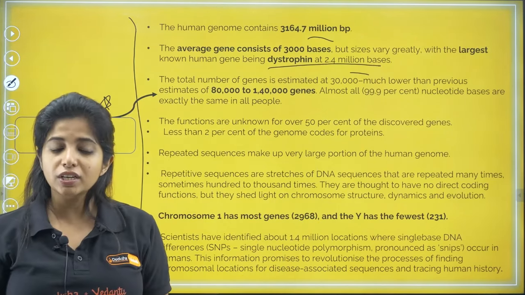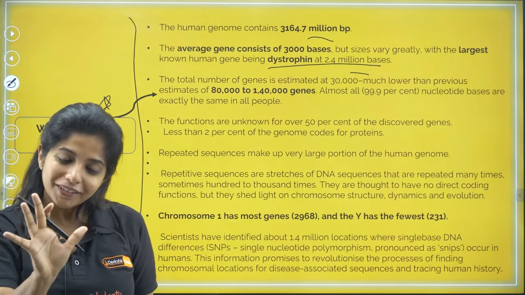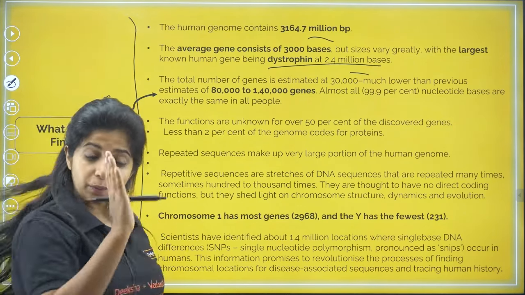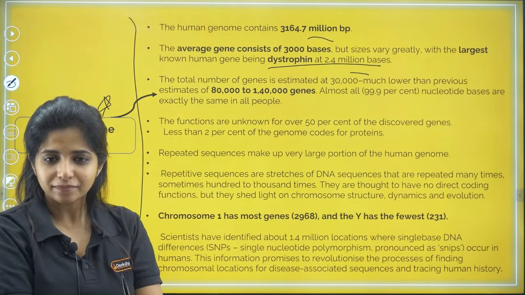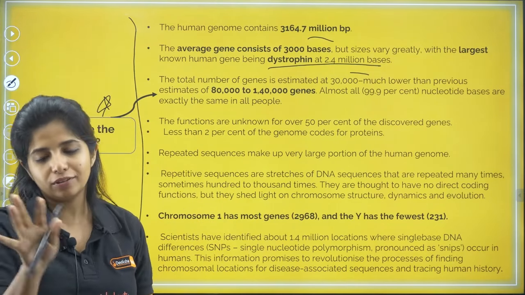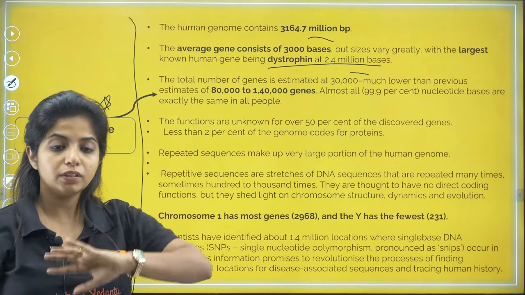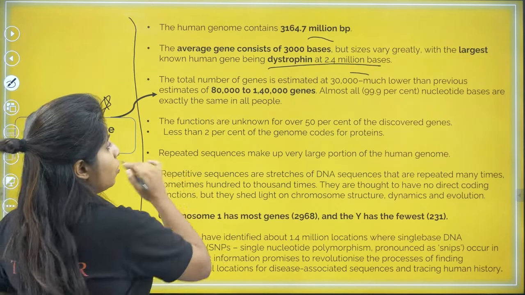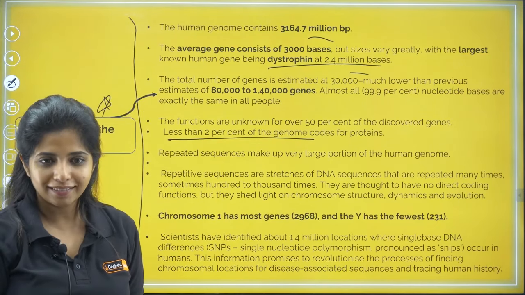Now the number of genes, which were estimated to be much higher, is just 30,000. Only 30,000 genes are there. Now the function of 50% of them is not known. Out of that, 50% of the discovered genes are the only ones known, others are not known. Now, out of the whole genome, only 2% of the genome actually codes for protein.